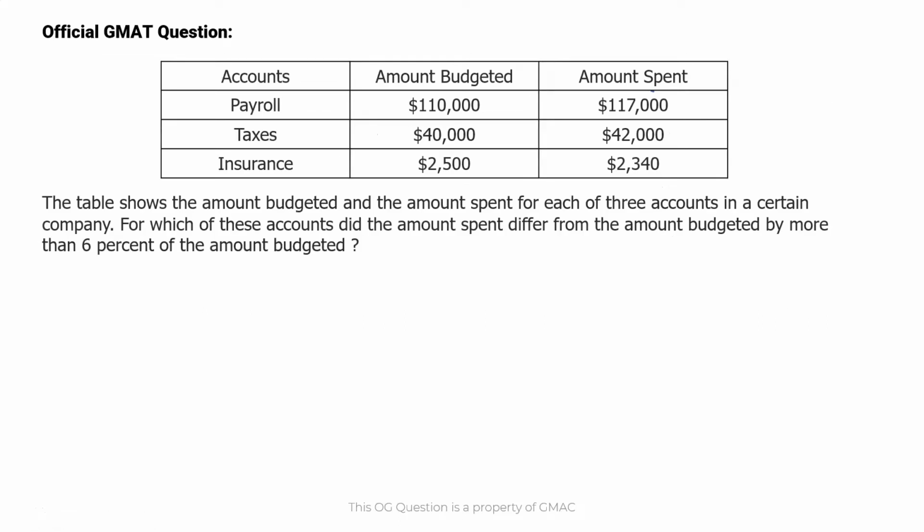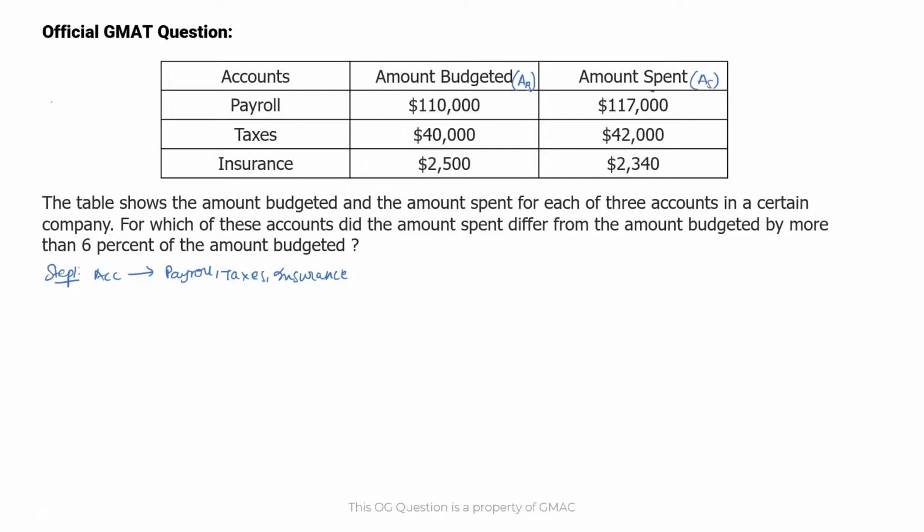So in this question we are given the data for the different accounts and the amount budgeted for them and the actual amount spent. So let's write down the information. So step 1, the accounts that we have are payroll, taxes and insurance. We are given the amount budgeted for them. Let's denote this by AB, and amount spent, denoting this by AS.